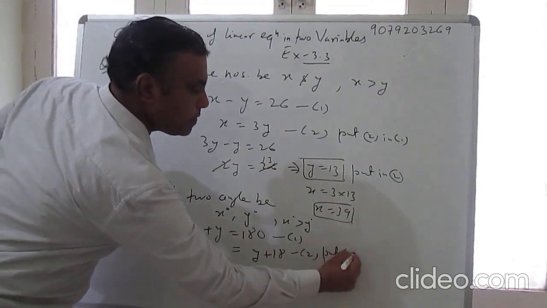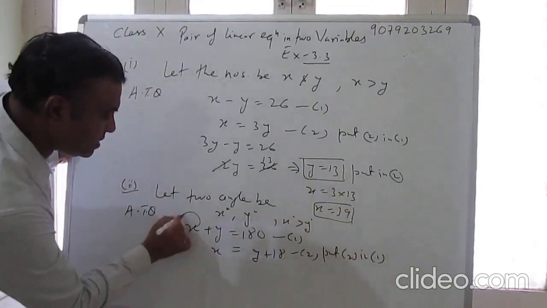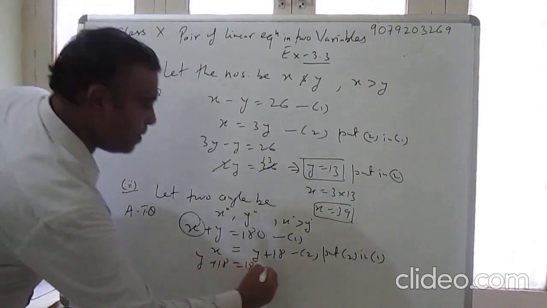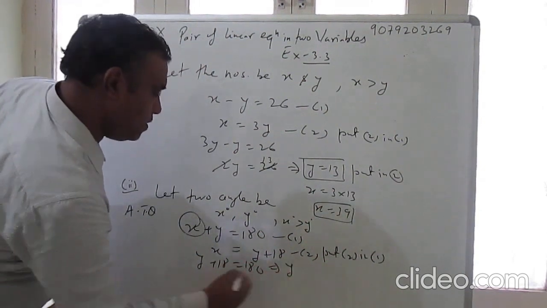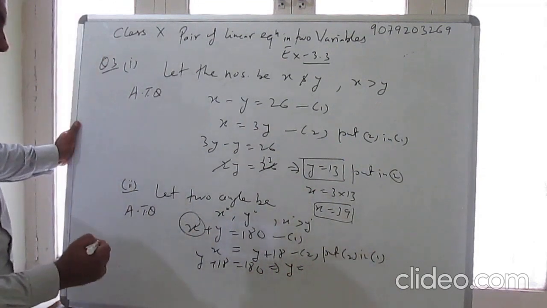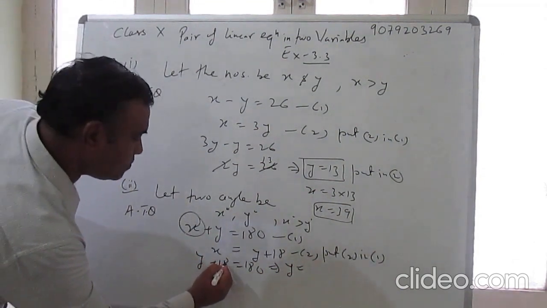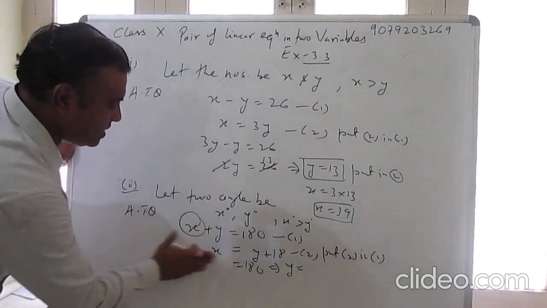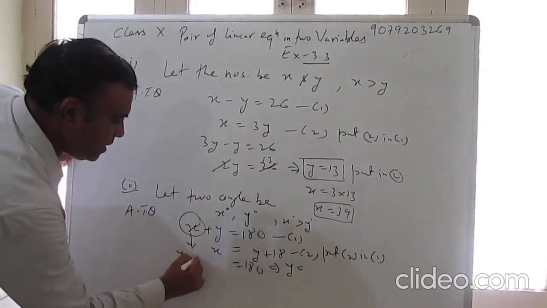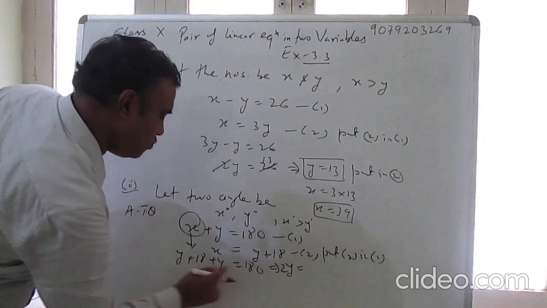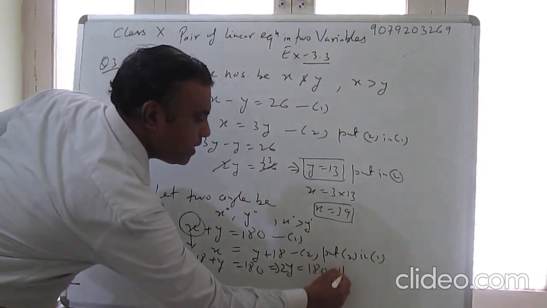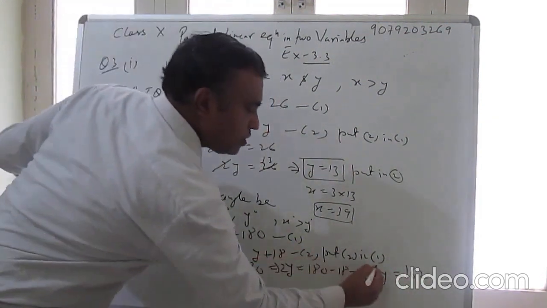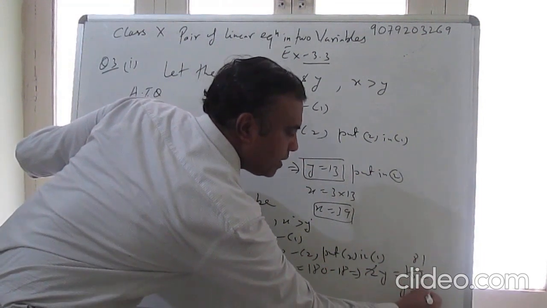Put 2 in 1. We get, x is replaced, y plus 18 is equal to 180. This implies y plus 18 plus y, because in place of x we put y plus 18. This implies 2y is equal to 180 minus 18. It means 2y is equal to 162. This will cut, y is equal to 81.